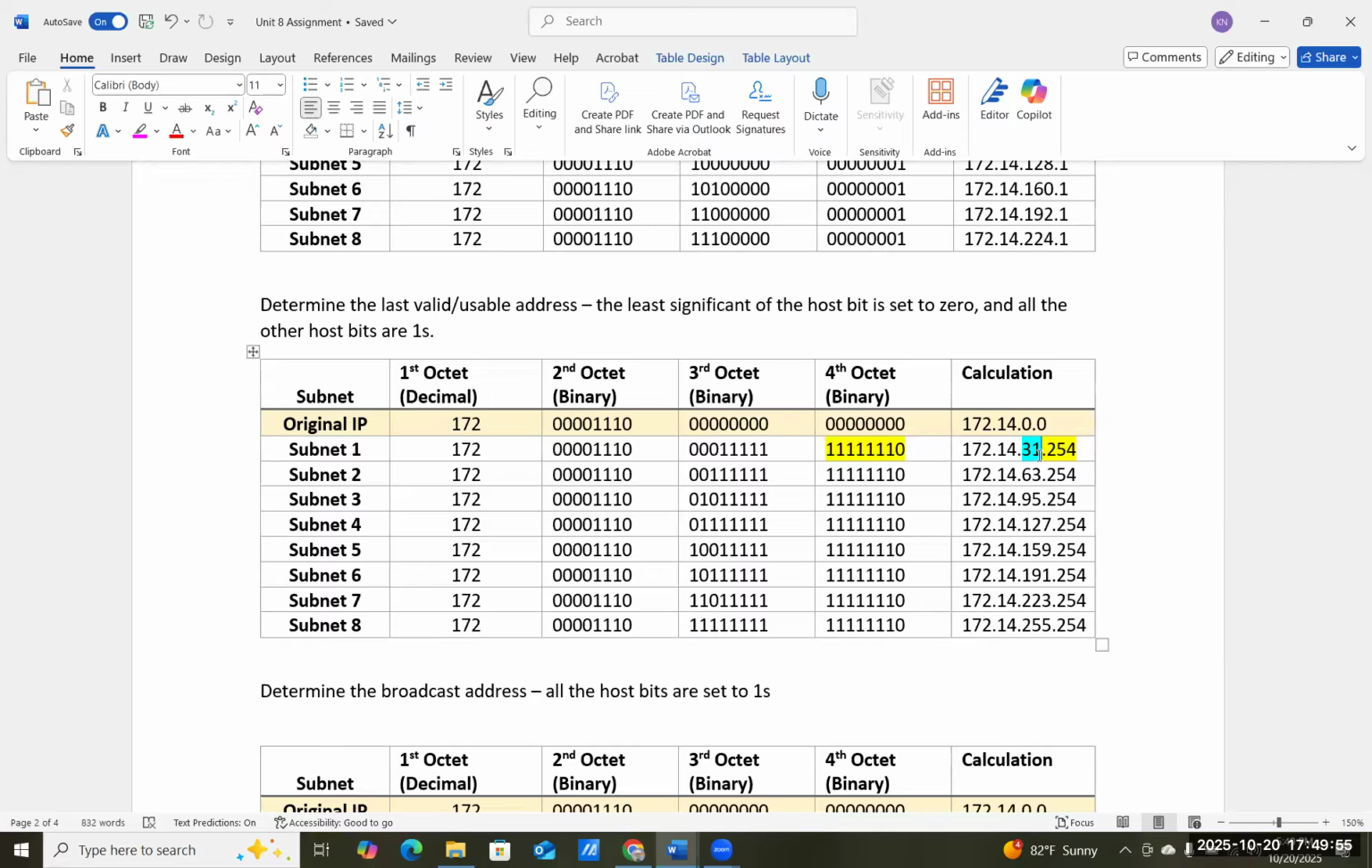Okay, any question? So the starting address is really easy. For the ending address, you subtract 1 on the last octet, and you subtract 1 for the third octet, except for this, because there's no 256.